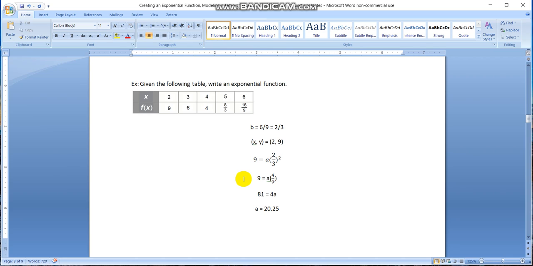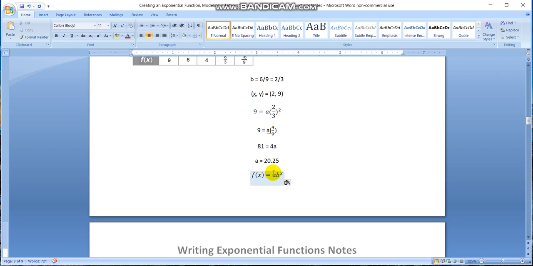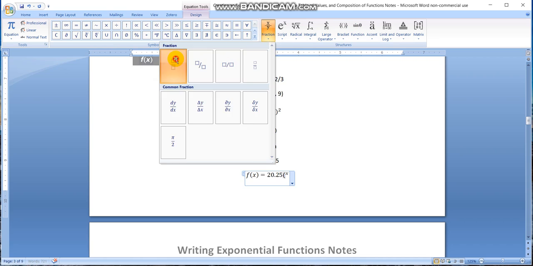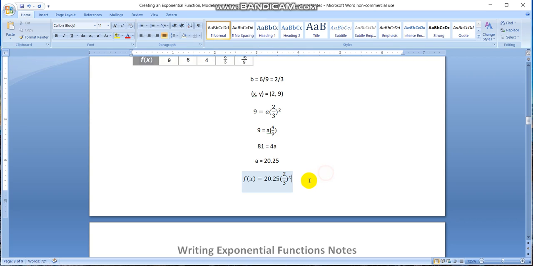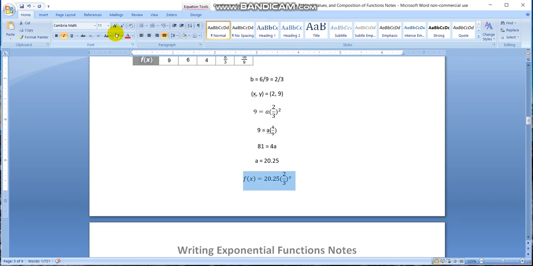Okay? Last step, we need to create our equation for the exponential function. So a is 20.25. That's given right here. B is 2/3. And that is basically our answer. So 2/3. And boom. That's it. Okay.